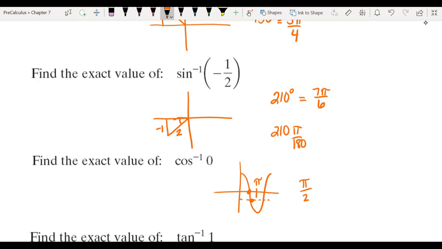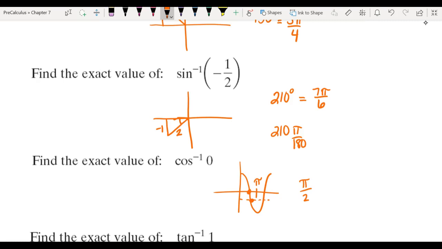So once I got 210, to change degrees to radians, I multiply by pi over 180, and then I simplified. Each of these are divisible by 30. 210 divided by 30 is 7. 180 divided by 30 is 6. So it'd be 7 pi over 6. Okay?